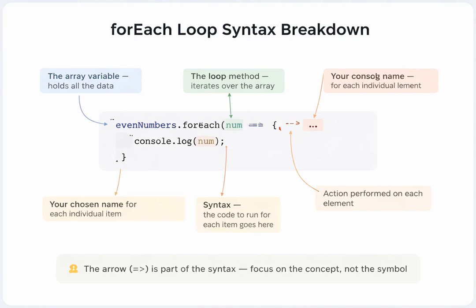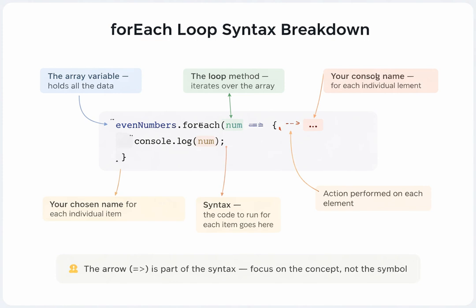Let's break down the for each syntax piece by piece so nothing feels mysterious. You start with the name of your array, in this case even numbers, then you call .forEach on it. Inside the parentheses, you give a name to represent each individual item as the loop runs. Here it's num, but you could call it anything you like. Item, element, i, whatever makes sense to you.